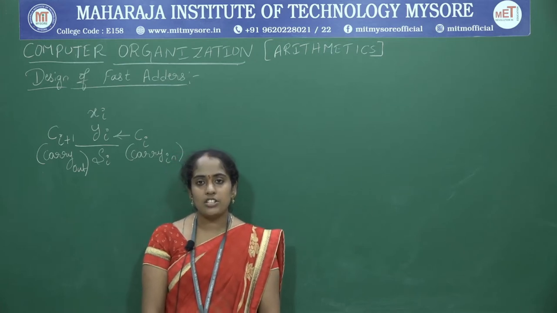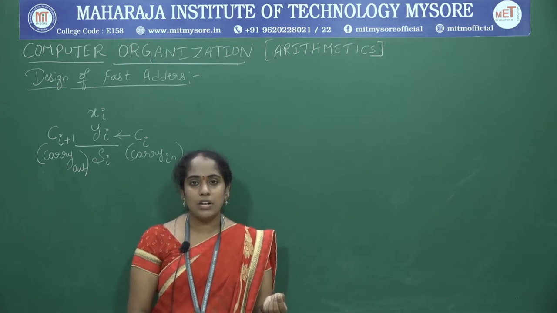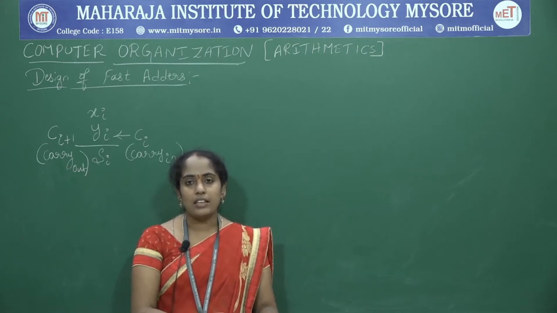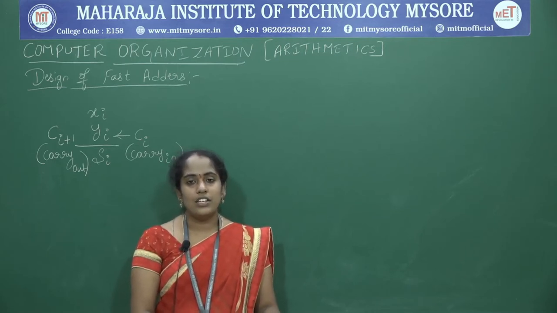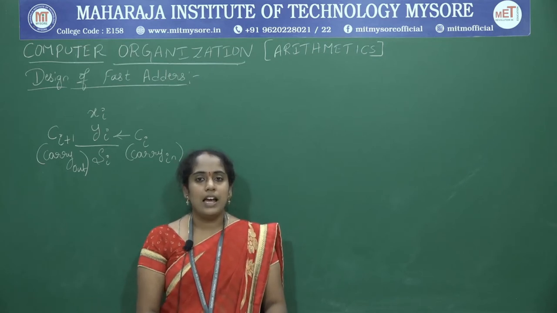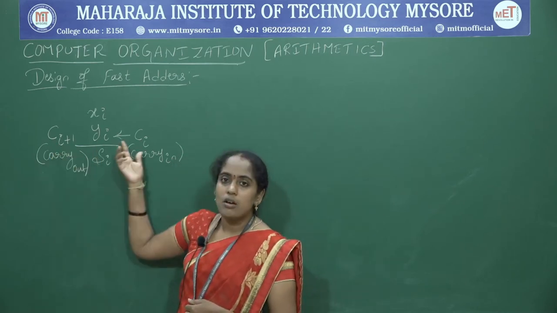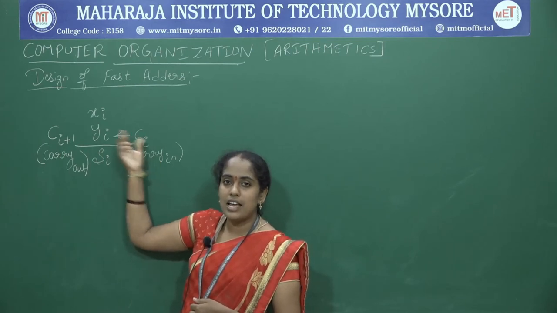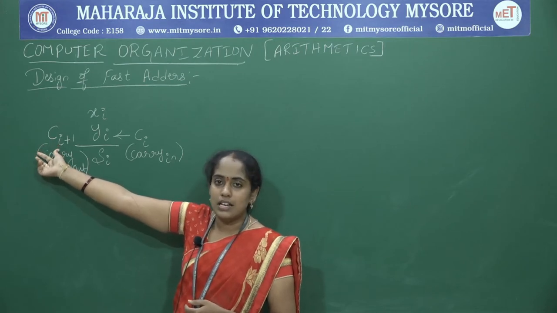In the logical operations, you apply the operation to individual bits. In that case, we need only combinational circuits to perform the logical operation, and it is a bit simple. In addition and subtraction, we need extra signals. Those extra signals are called carry or borrow signals. Here Ci and Ci plus 1 are called carry signals or borrow signals.